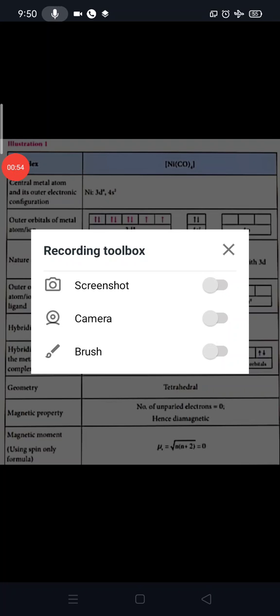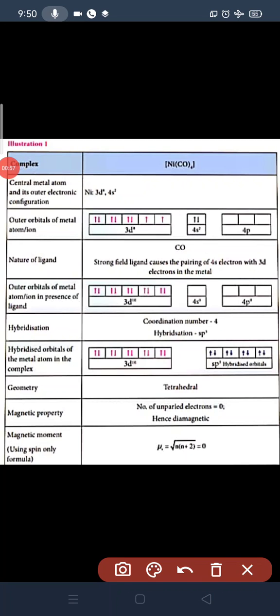First step you always remember. If you are very clear on the first one, the remaining you can do by yourself. First step, you have to identify the atomic number of the metal. So who is the metal here? Nickel. Nickel is a metal. The atomic number for nickel is 28.